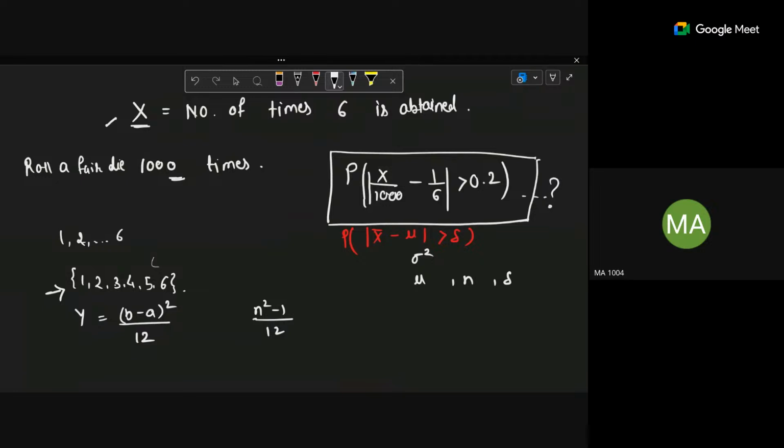Okay, then what is the variance? If I ask you directly, what's the variance there? So you guys have solved this question, right? Then how did you calculate variance here? Like what sigma square you came up with?